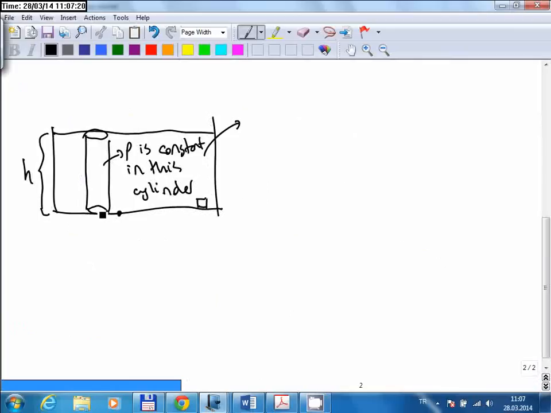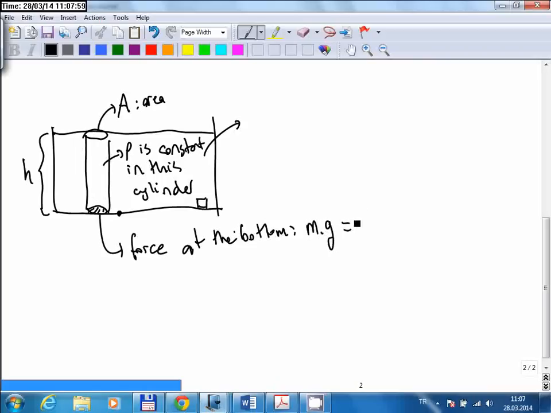Okay, so let's take a look at the pressure at the bottom. Suppose that we have a cylinder here, and there's the surface, the area of the cross section is A. This is the area, and the force applied at the bottom due to the weight of this cylinder of water is equal to its mass times gravity, right? So the force at the bottom is equal to mass times gravity, but mass is equal to the volume times density, and volume is equal to the area times height, A times h, right? So the force is equal to A times h times rho times g, right?